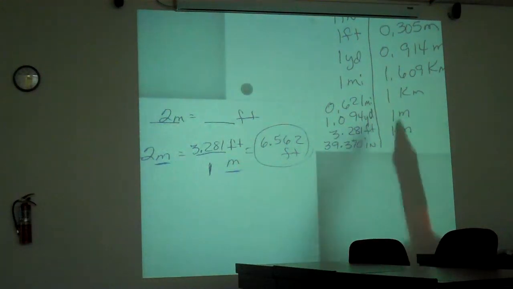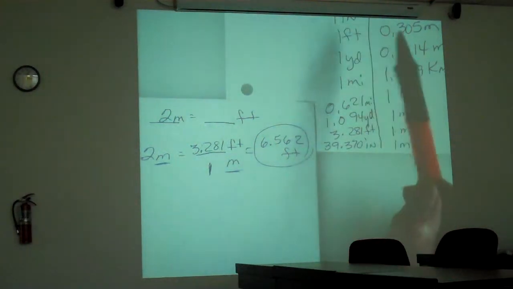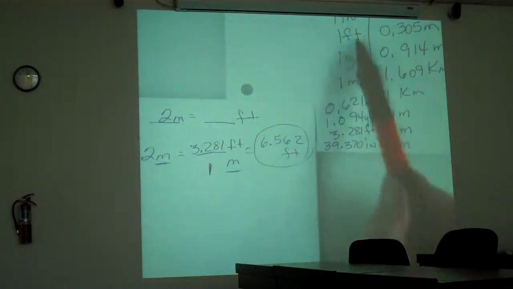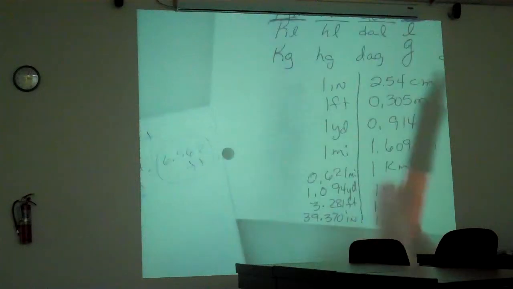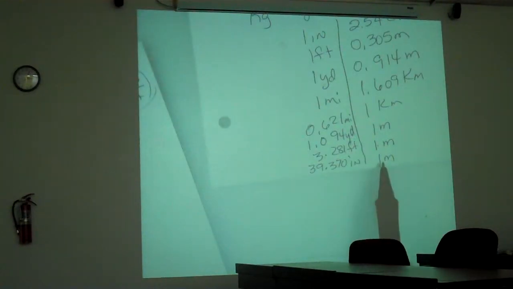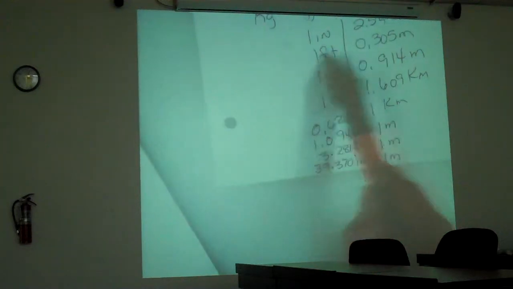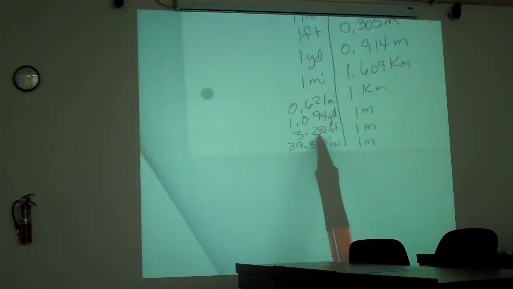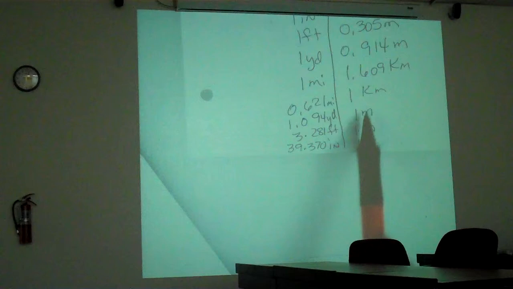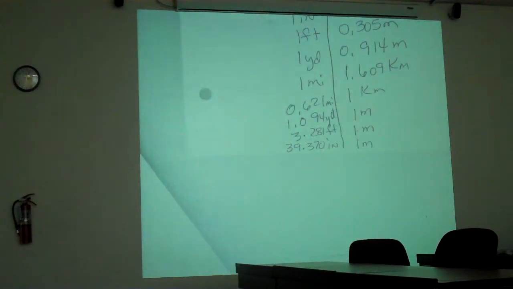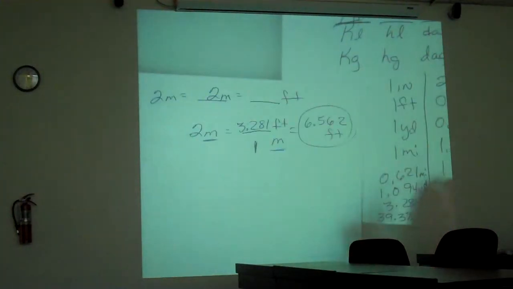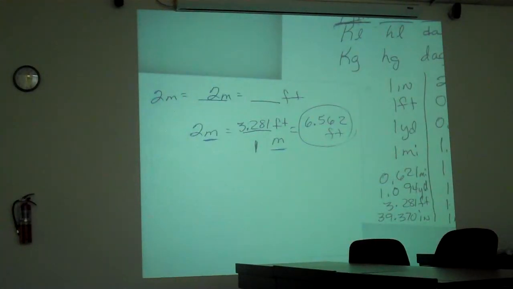Okay, so if you look at these, you can almost choose 2 for almost anything, but not always. See, this has centimeters and inches. You don't have centimeters and inches down here. But for feet and meters, you have 2 choices. For yards and meters, you have 2 choices. And for miles and kilometers, you have 2 choices. So for a lot of them, you have 2 choices.